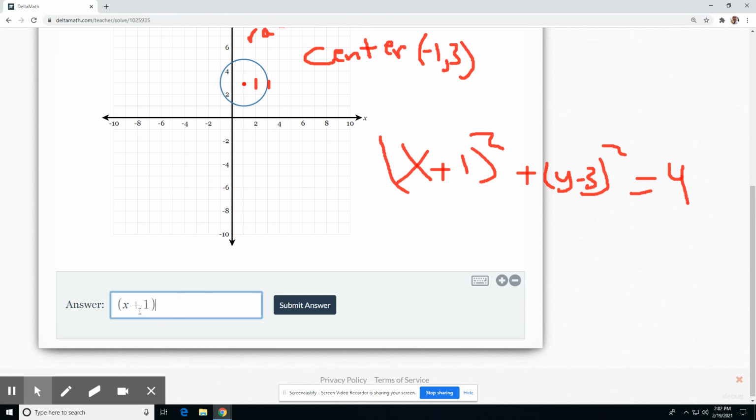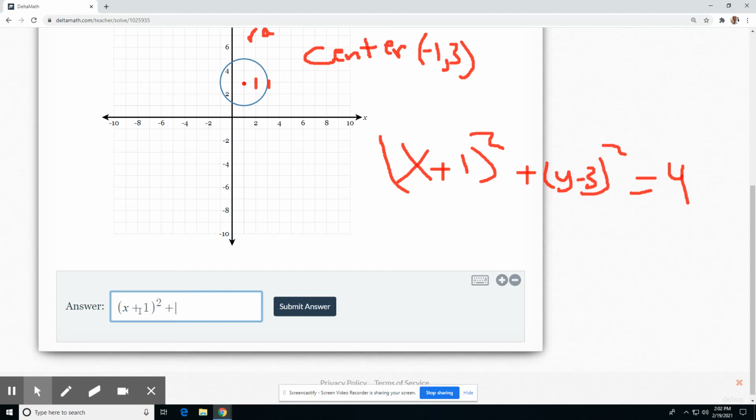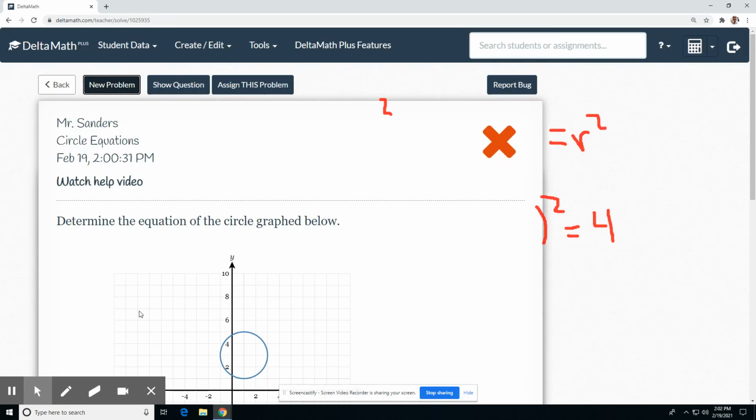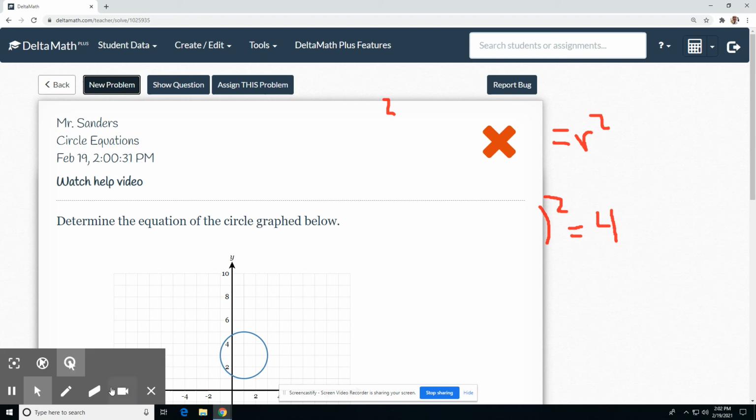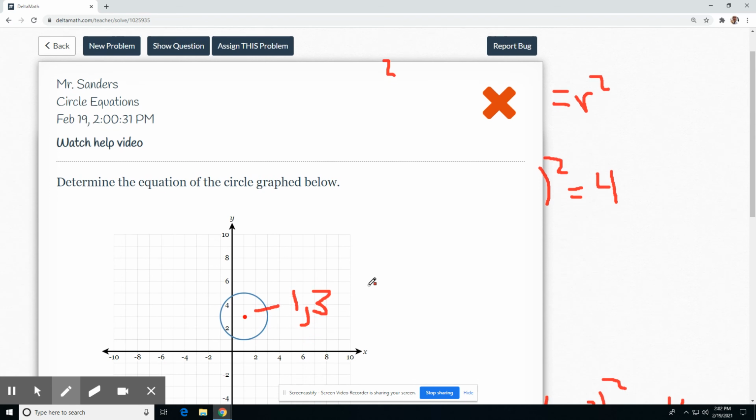X plus 1 squared, y minus 3 squared, 4. Okay. Let's see. What did I do wrong? I had a negative sign there. One more time. Will it let me put the answer in? No. Let me just get the right answer. So I accidentally had a negative sign there for some reason. I don't know what I was thinking. So see if you can catch that mistake when we go over it.